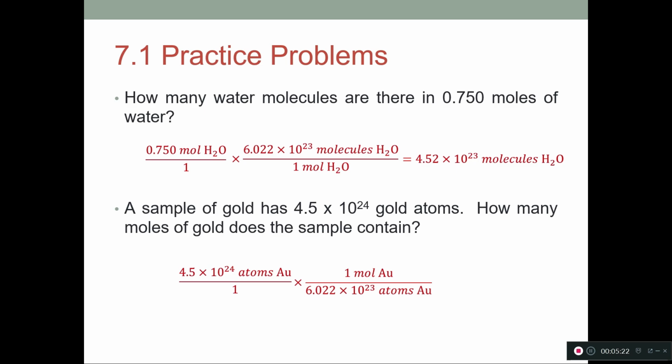gold will be on the bottom. And so that would cancel out with the gold atoms on the top over here. And so we would just end up with moles as our units. And so that would give us 7.5 moles of gold. And so what that means is if I handed you 4.5 times 10 to the 24 atoms of gold, you would know that you had 7.5 moles of gold.